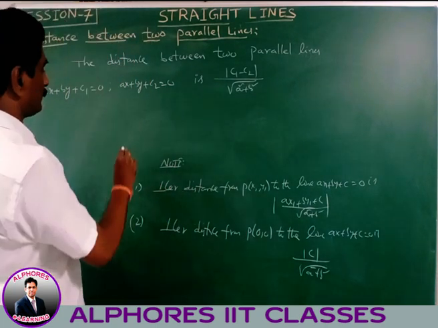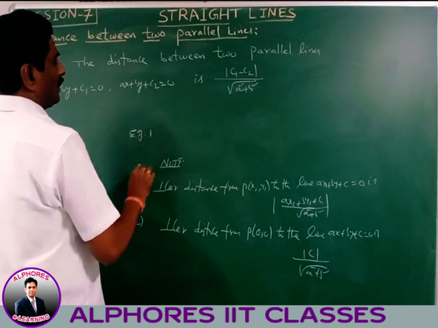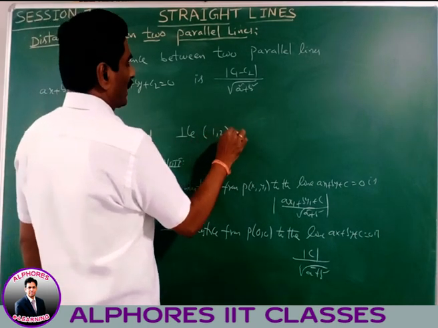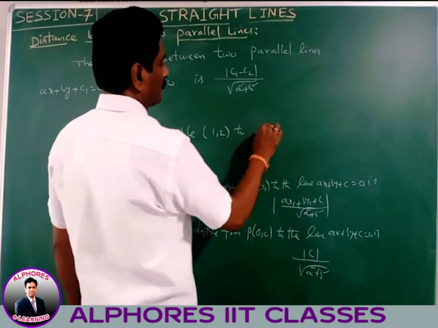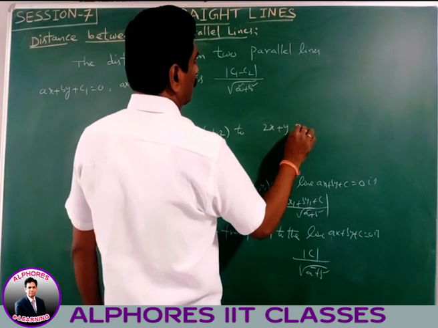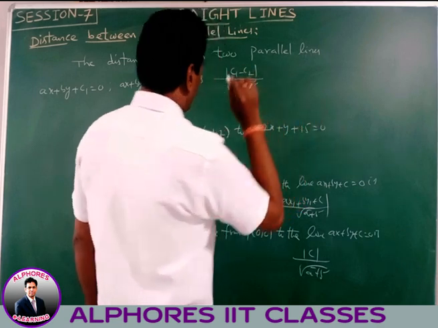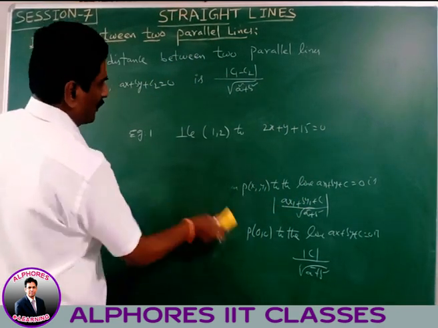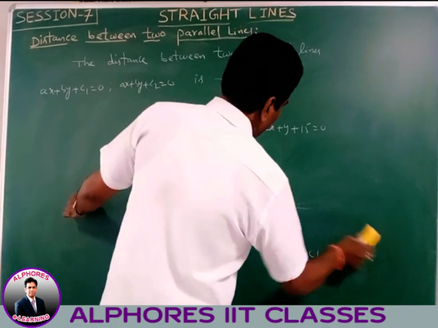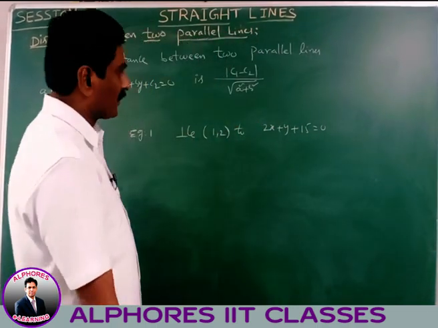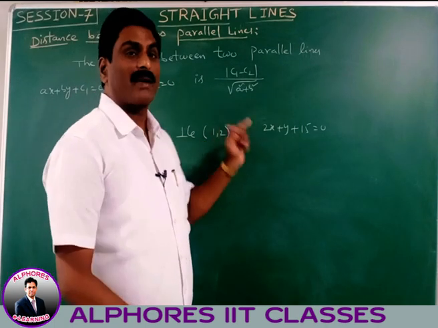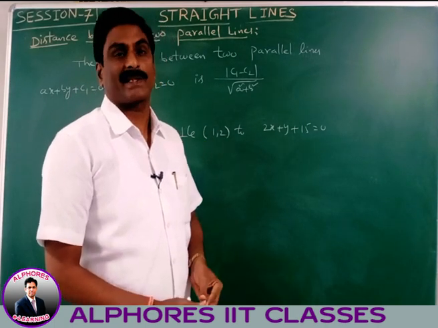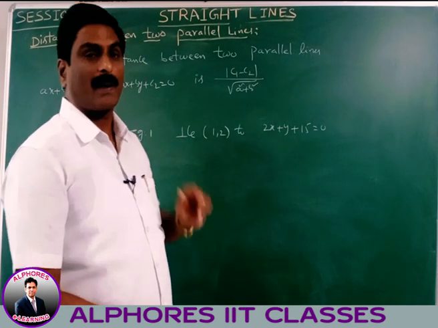Write an example. Find the perpendicular distance from (1, 2) to the line 2x + y + 15 = 0. What is the perpendicular distance from the given point to the line? Mod (ax1 + by1 + c) by root over a square plus b square. By using that formula, we find the perpendicular distance.